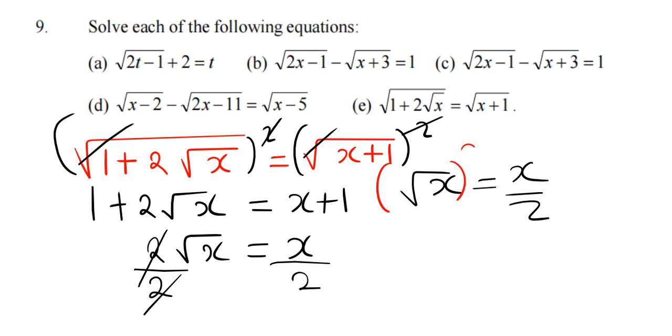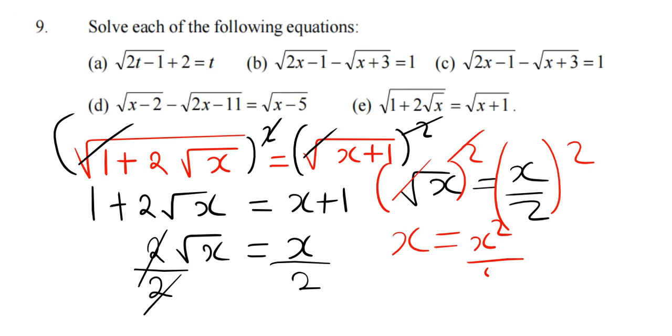So this will be square rooted, and this one I'm going to put squares on both sides. So the square and the root are going to cancel. x now will be equal to x squared over 2 squared, that is 4. Alright, so this is the expression that we have.